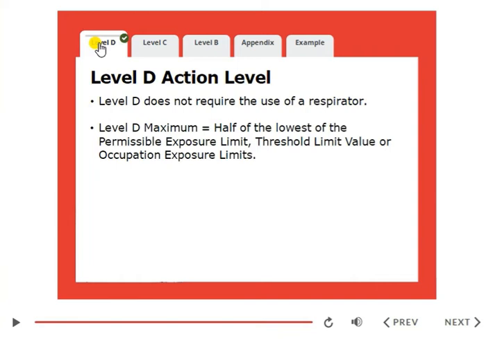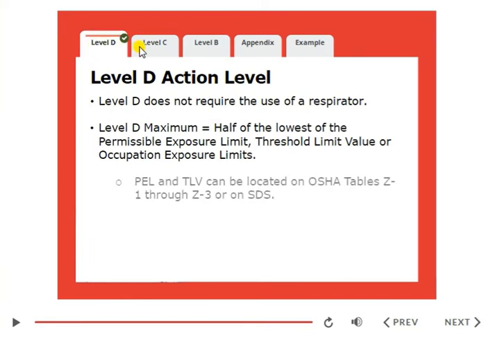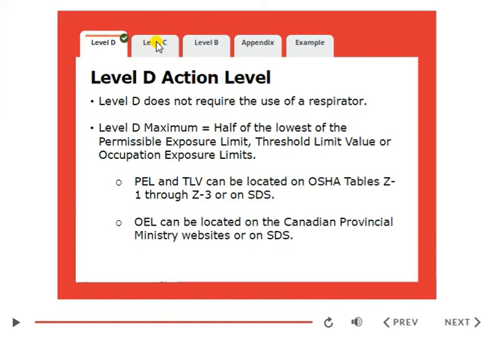You should use the lowest of these 3 values. PELs and TLVs are located on SDSs, as well as on OSHA tables Z1 through Z3. OELs are located on the Canadian Provincial Ministry website or on an SDS. If the materials you are working with exceed the established Level D maximum, you need to proceed to Level C.